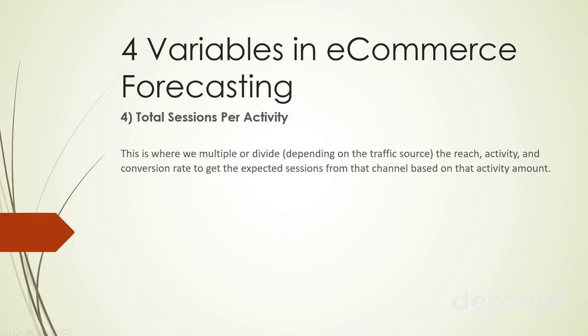Total sessions per activity is where we multiply or divide, depending on the traffic source, the reach, the activity, and the conversion rate to get the expected number of sessions for that channel based on the amount of activity that we're going to do as a business.